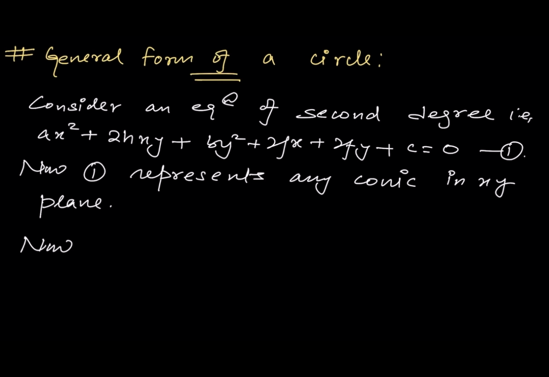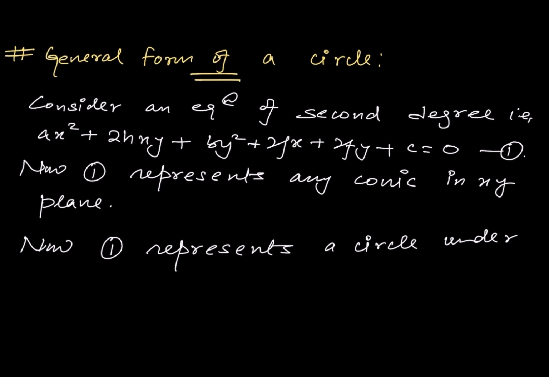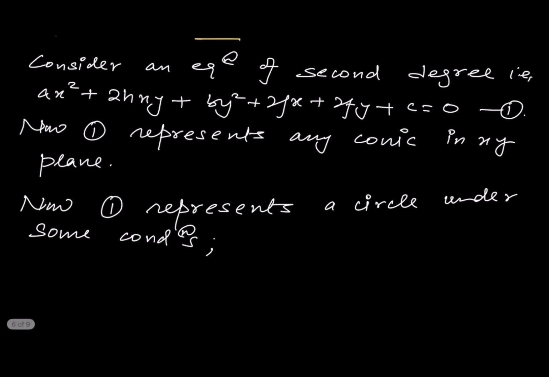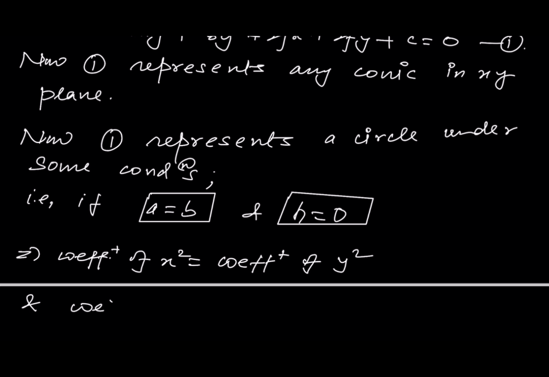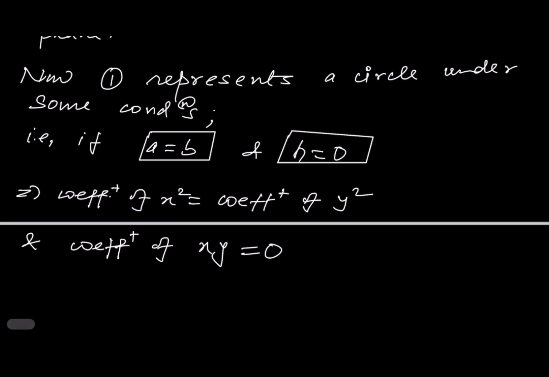Now this 1 represents a circle under some conditions. And what are those conditions? Let us write. That is, if a is equal to b and h is equal to 0, meaning the coefficient of x square must be equal to the coefficient of y square, right? And the coefficient of xy must be 0. So these two conditions must be fulfilled so that the general equation of second degree represents a circle.